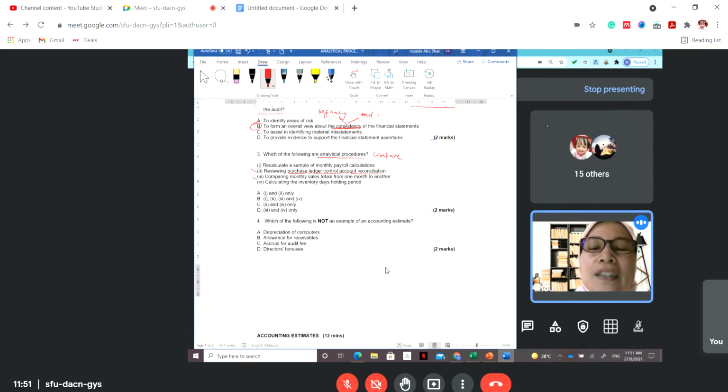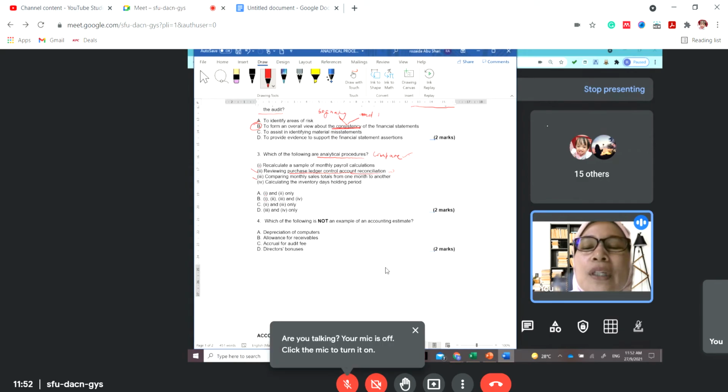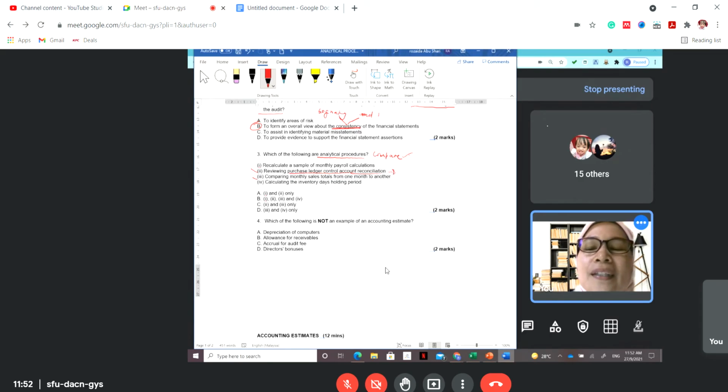So yang ni, is it analytical procedure? Ada compare tak? Ain? Ada dia buat comparison tak bila you review? Review ni dalam bahasa Melayu apa? Lihat semula kan? Okay, you lihat semula whether purchase ledger control account reconcile or not. So, is it compare? Yeah, compare. Okay, comparing monthly sales total from one month to another. So this one clear, compare.